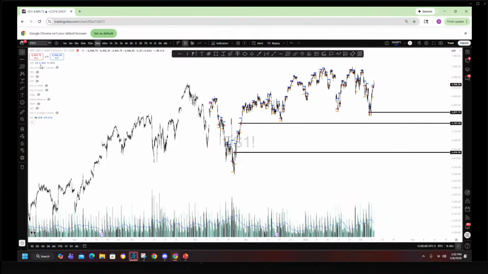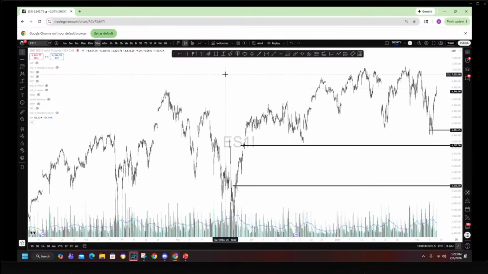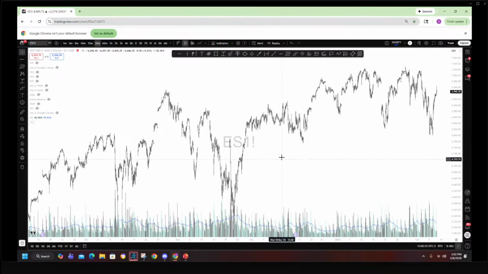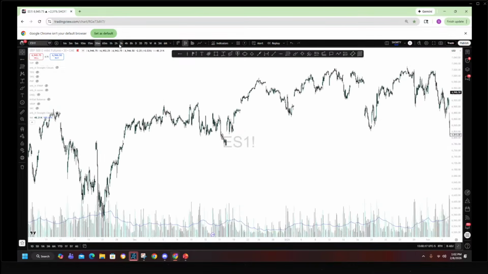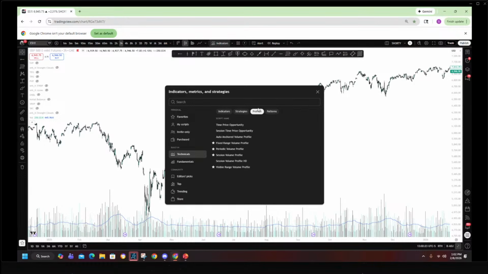So, we have the SVP volume profile. Does everybody know how to get to the volume profiles in TradingView? Is anyone like, oh, I don't know how to get to it? I need some work in that area. I only use it for TPO mostly. So if you go under indicators here, and you look at technicals, you click that and you click profiles, you're going to have all the ones that you need.